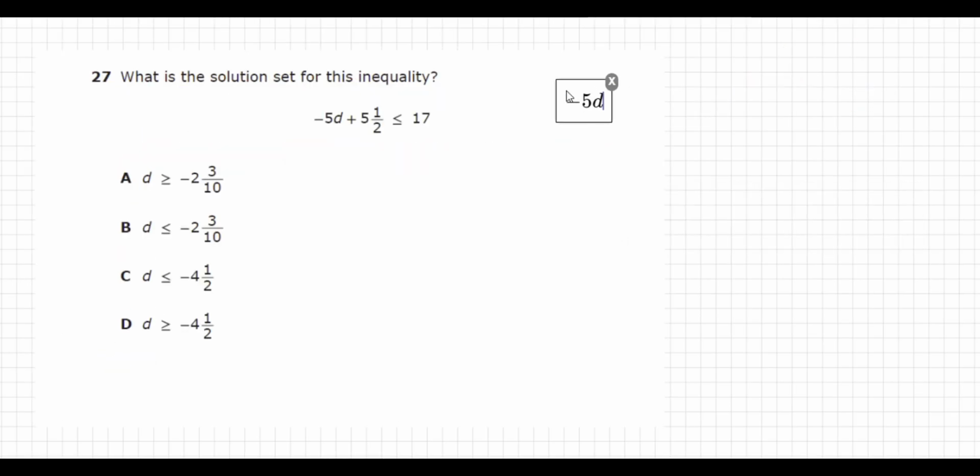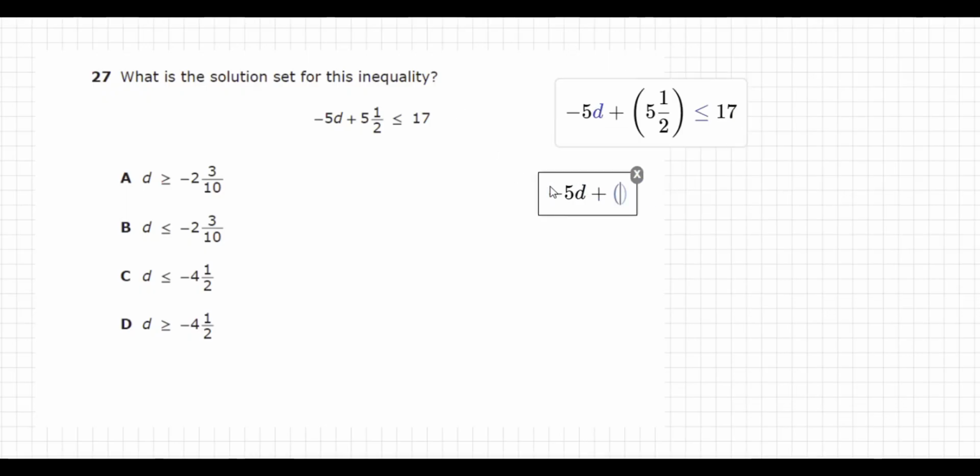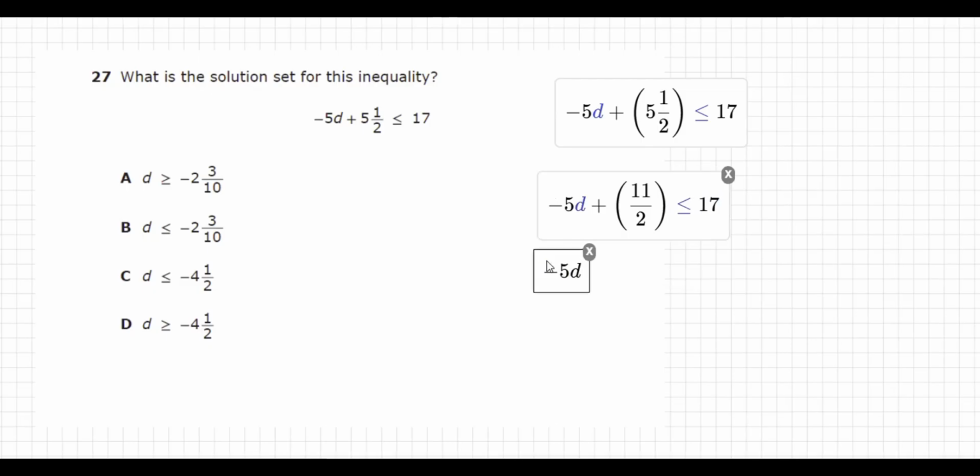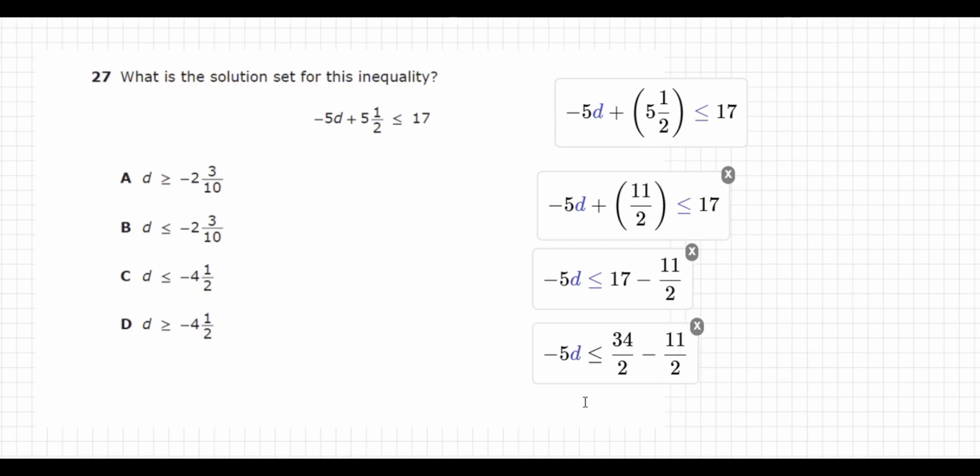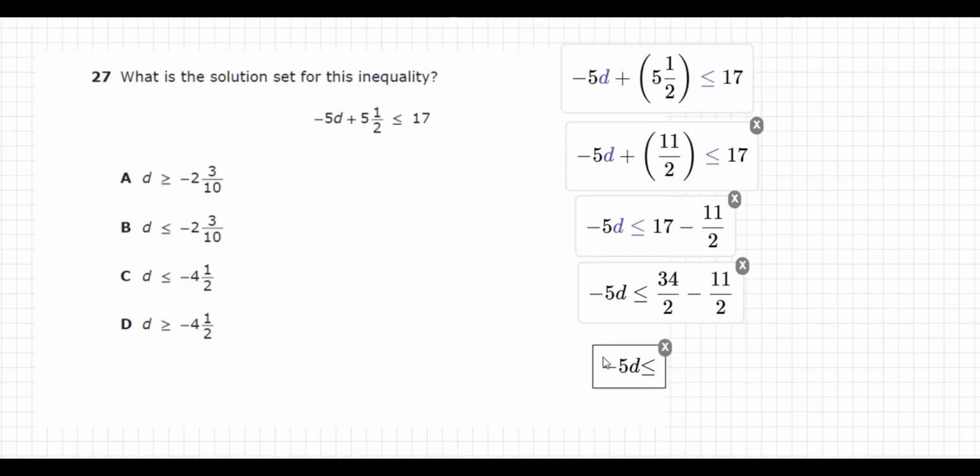Question number 27. What is the solution set for this inequality? First, convert 5 and 1 over 2 to 11 over 2. Then, looking at the steps to solve this inequality here. To understand the steps for solving this inequality, we recommend searching for tutorials on YouTube. If we get a chance, we'll walk you through the steps. Showing the whole process in this video, along with the other problems, would be time-consuming.